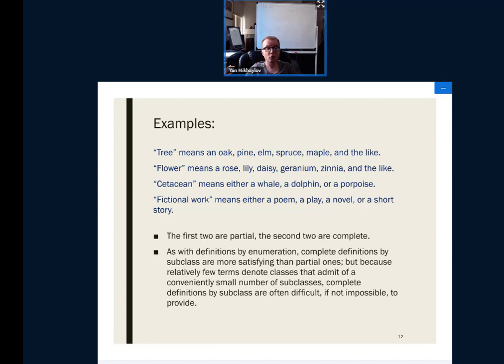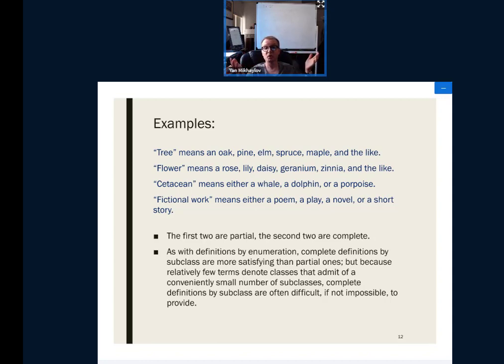Flower means a rose, lily, daisy, geranium, zinnia, and the like. Cetacean means either a whale, a dolphin, or a porpoise. Fictional work means either a poem, a play, a novel, or a short story. Now, why is this subclass rather than individual? Think about it. When you say tree means an oak, are you talking about a particular oak? No, you are naming a whole group of trees, which are all named oaks.